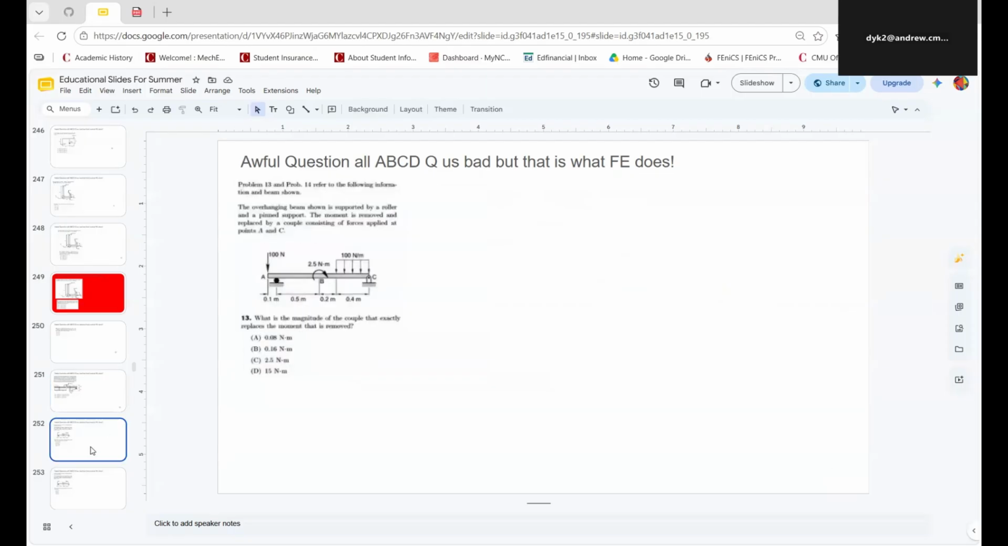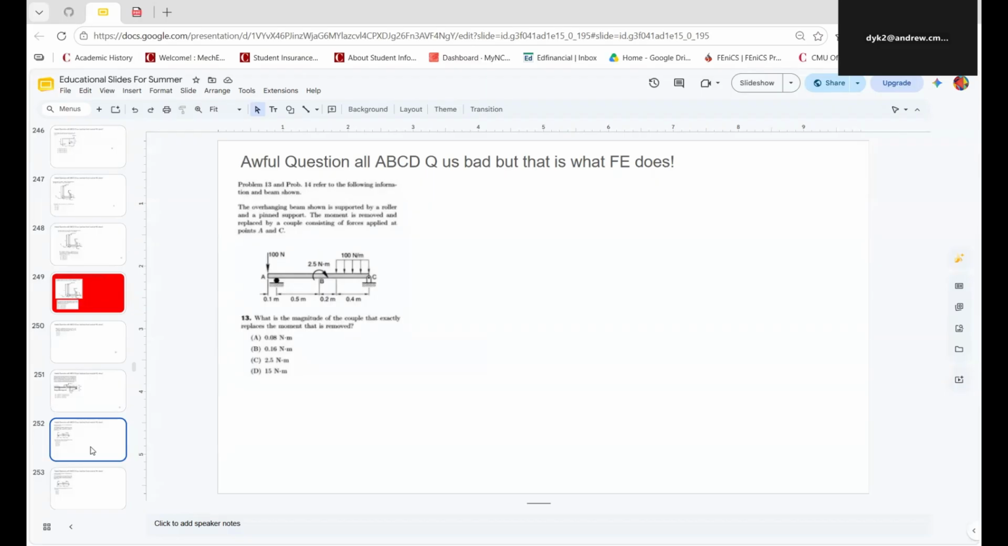Okay. The overhang beam shown is supported by a roller and a pin. Actually, that's a pretty good question then. The moment is like that. Yeah, maybe it is. Maybe I'm the fool. The overhang beam shown is supported by a roller and a pin support. The moment is removed and replaced by a couple consisting of forces applied at A and C. Okay, what is the magnitude of the couple that exactly replaces the moment?